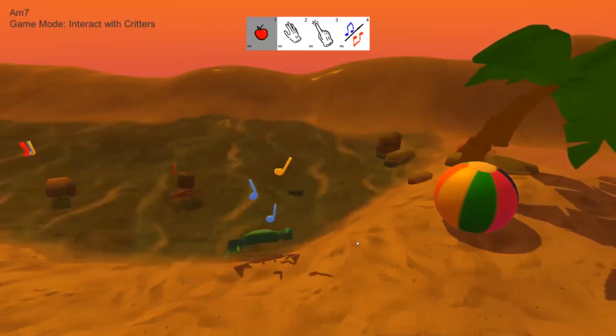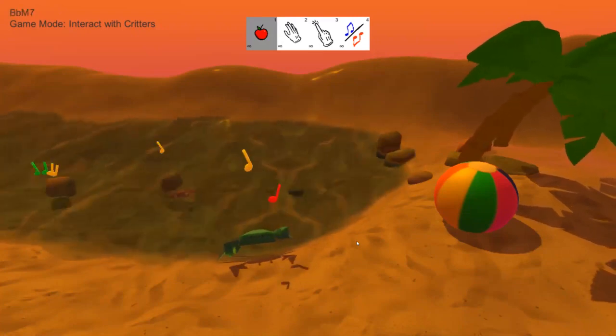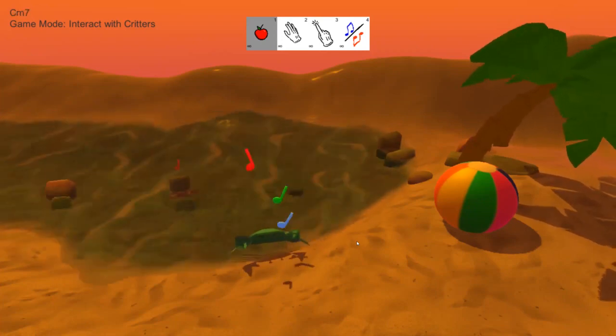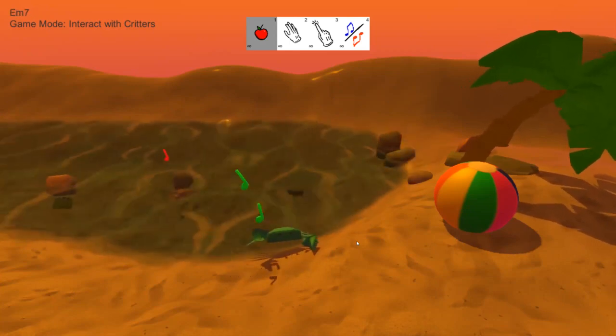Each of these critters is playing their own music, so they're all playing together like a band. Nothing is pre-composed here. Nothing is pre-rendered to audio. All of the sound synthesis is taking place within the Unity environment.